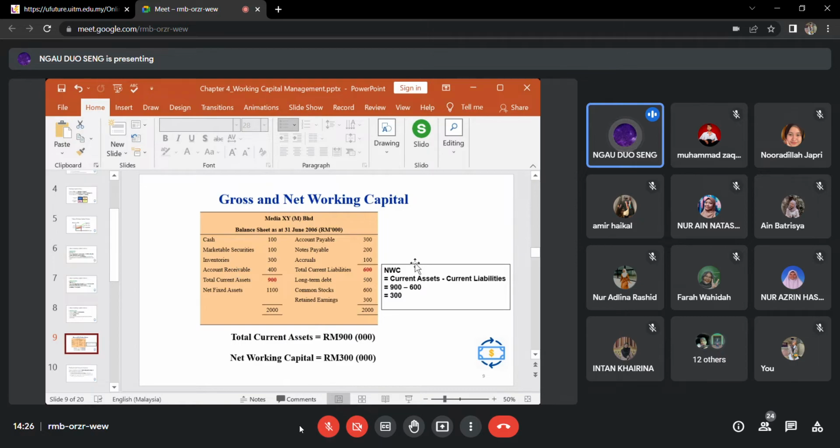Okay, so you can see here, this is just a recap of how to calculate the net working capital. Here we are using total current asset 900 minus total current liability. This one is from the balance sheet. Total current liability 600, equal to 300. This one we just recap.